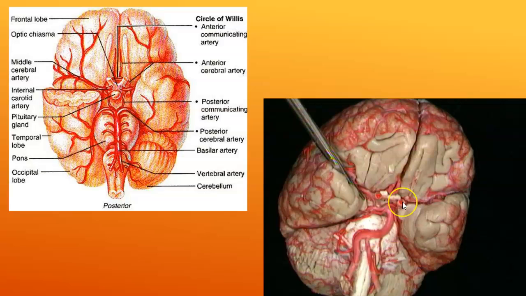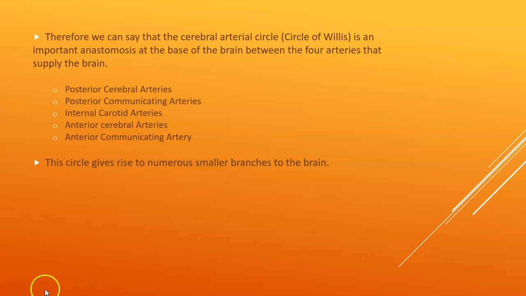These are the two internal carotids. This is the middle cerebral artery that we see here. And then here are the two anterior cerebral arteries here. Therefore, we can say that the cerebral arterial circle, known as the circle of Willis, is an important anastomosis at the base of the brain between the four arteries that supply the brain. The two posterior cerebral arteries, the two posterior communicating arteries, the two internal carotid arteries, the two anterior cerebral arteries, and the two anterior communicating arteries.